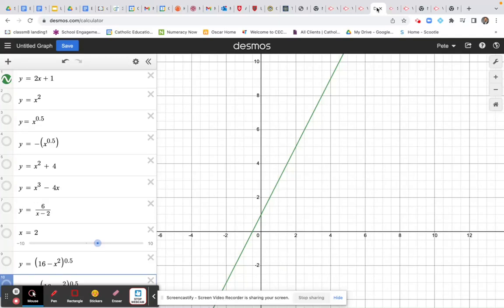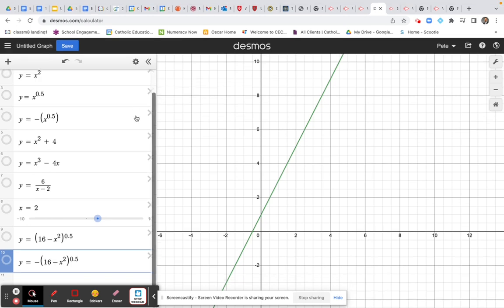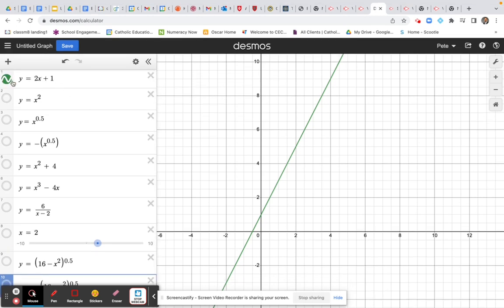Okay, so when we're looking at the domain and range, we always start with the domain. The domain is every single x value that you can put into this equation. So for this equation here, right at the top, y equals 2x plus 1, we can put any x value in there. So the domain is all values of x, or all real x.